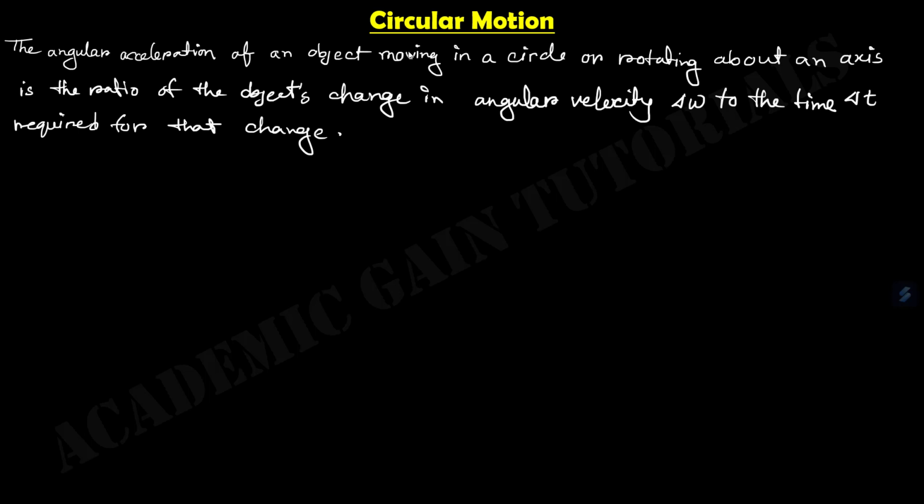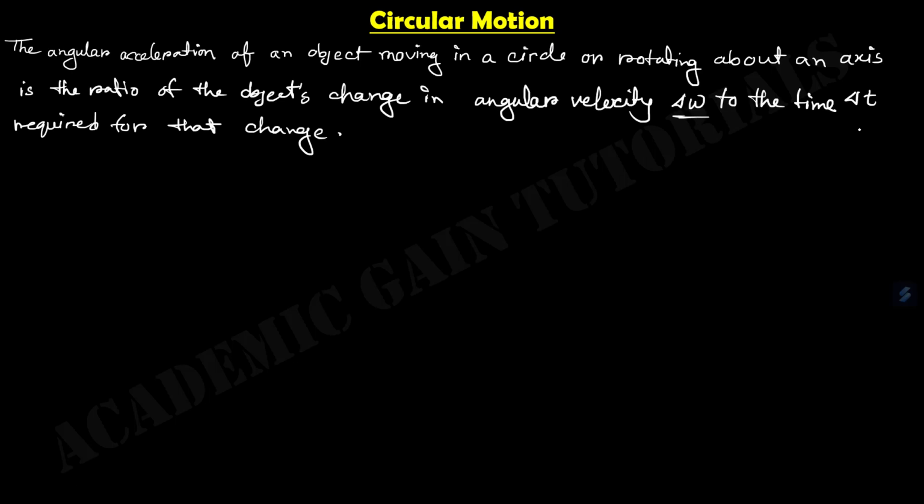In the previous lecture, we discussed angular displacement and angular velocity. In this lecture, we will first discuss what angular acceleration is. By definition, the angular acceleration of an object moving in a circle or rotating about an axis is the ratio of the object's change in angular velocity, which we represent as del omega, to the time del t required for that change.